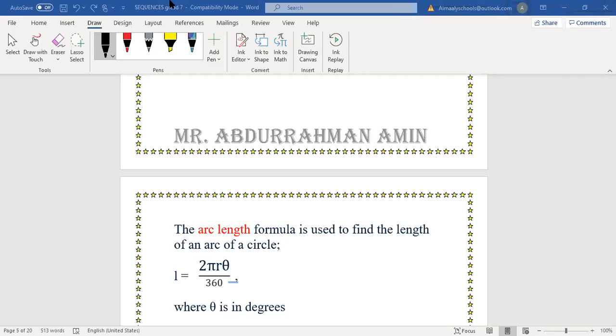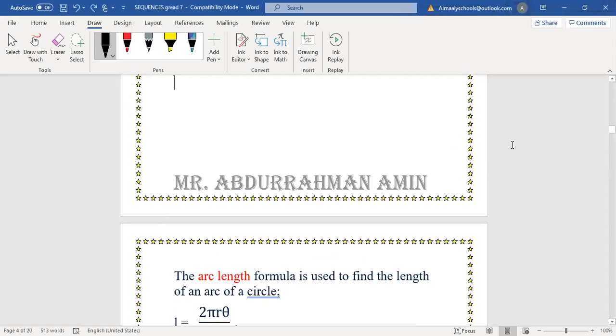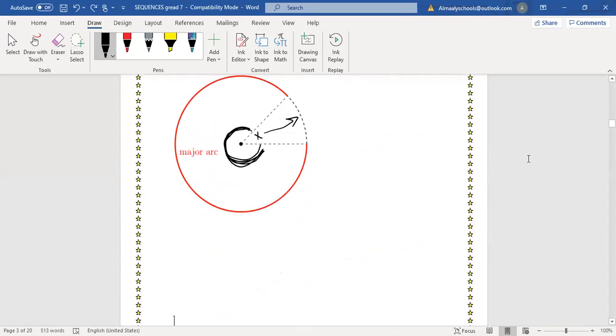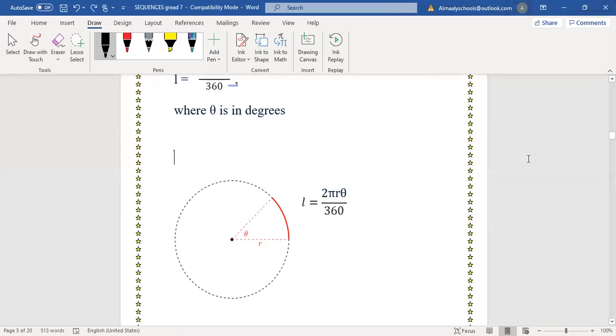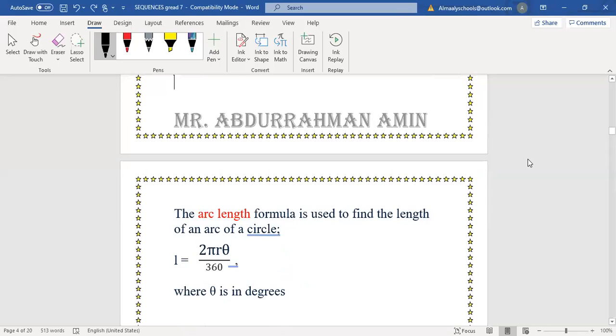So measure over measure equal length over length, or length over length equal measure over measure? So the length of the arc over the length of the circle equals the measure of the central angle over 360 degrees. It's clear? Yeah. So from this, we will find the length of the arc. Well, the length of the arc will be 2 pi R multiply theta over 360.